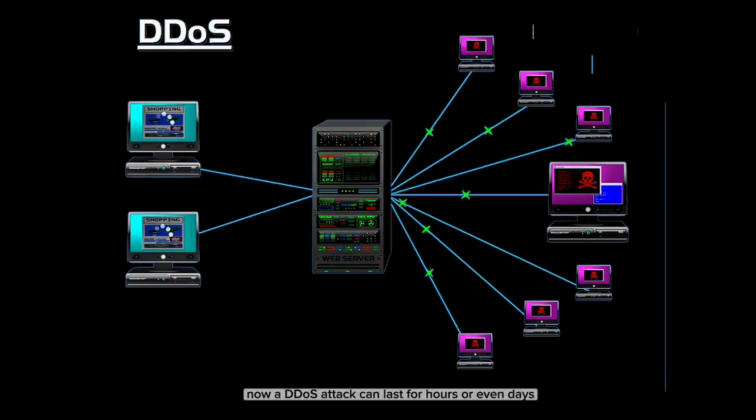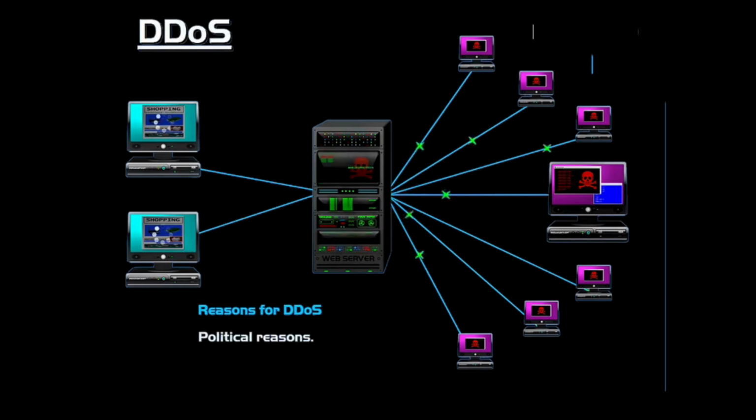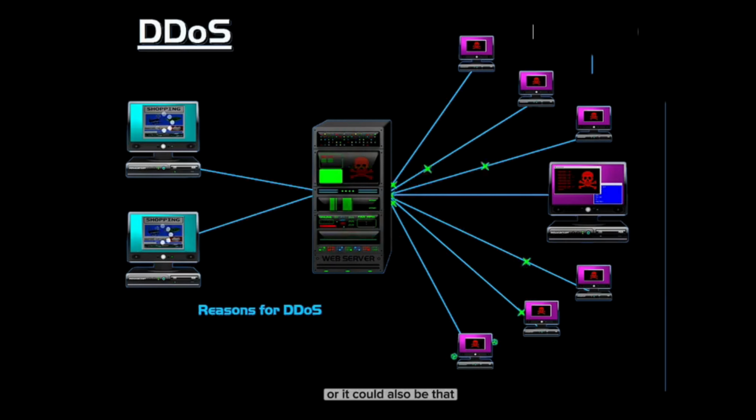Now a DDoS attack can last for hours or even days. It just depends on the attacker's intent. So another question is, why do people do DDoS attacks? DDoS attacks can happen for several different reasons. For example, it could be for financial reasons, and the attacker is DDoSing a competitor in the marketplace. It could also be for maybe political reasons. Maybe they don't like the targeted organization's beliefs. Or it could also be that maybe the attacker is just doing it for fun.